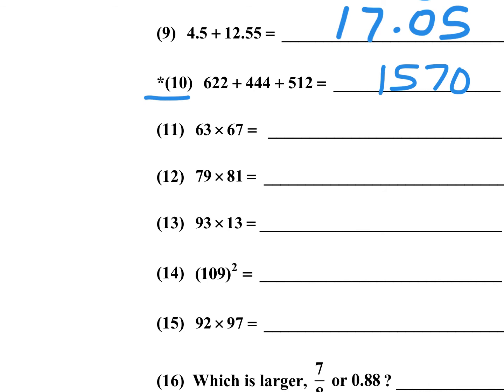Number 11 has a special shortcut. When you have your ones add up to 10, 3 times 7 is 21, so you can write the 21. And you bump this one up by 1. 6 times 7 is 42. So this is a shortcut anytime that you have the ones add up to 10 and your tens are the same digit. Number 12, 79 times 81.